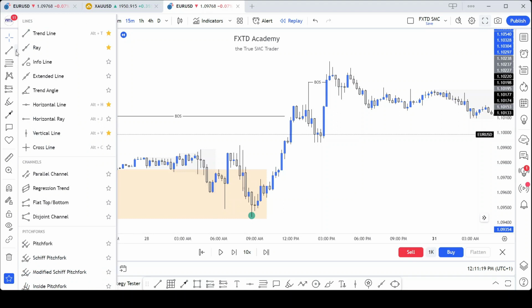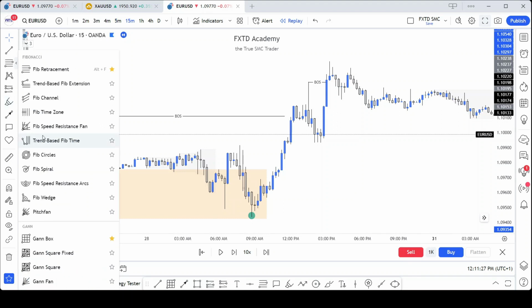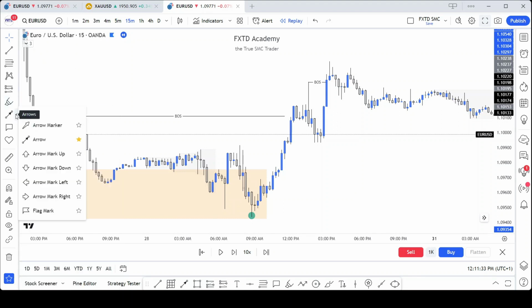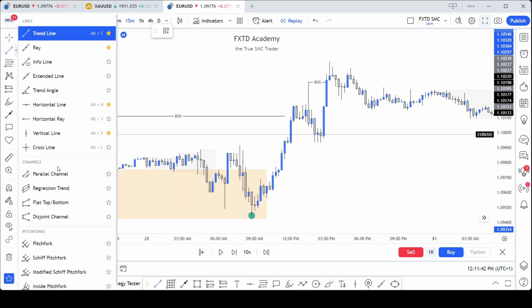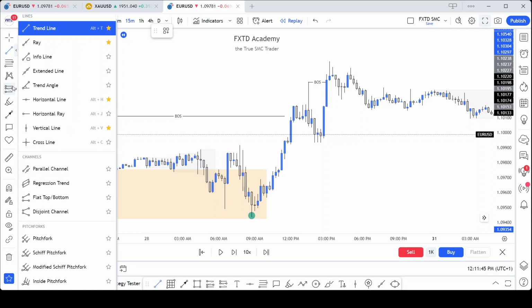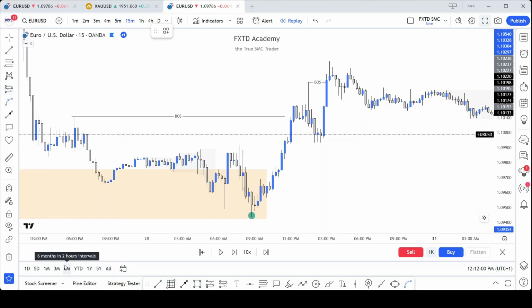Where is my tool? I'm trying to get my tool, and let's see here. Okay, now what I want to do is, all right, so this is the tool.